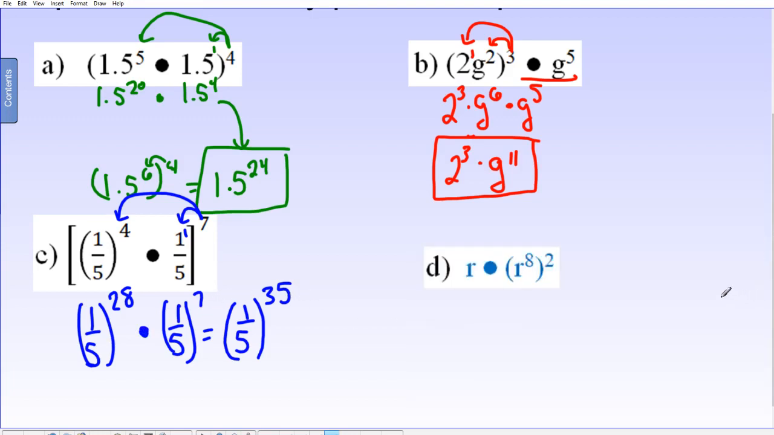Now you try. This is letter D on your paper, so go ahead and copy it down. Pause the video, try the problem out, use our previous examples if you need to. When you're ready to continue, hit play, and we'll go through it together.